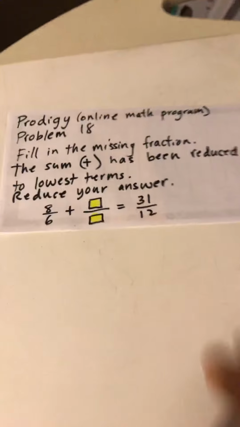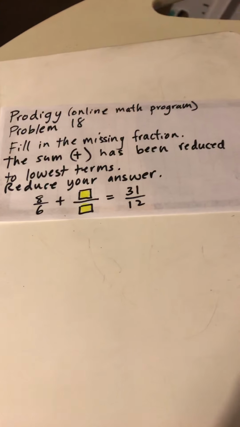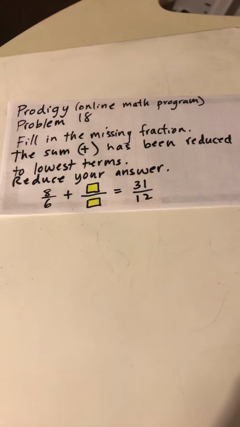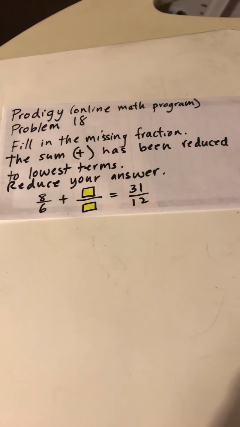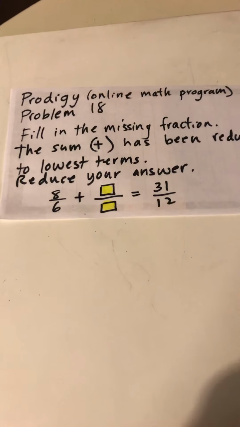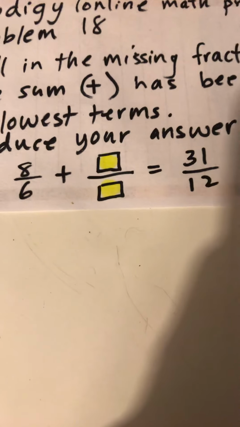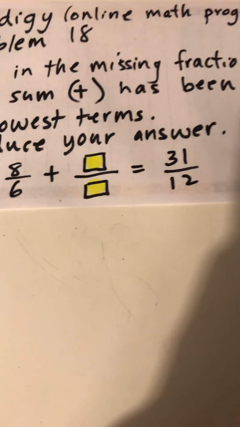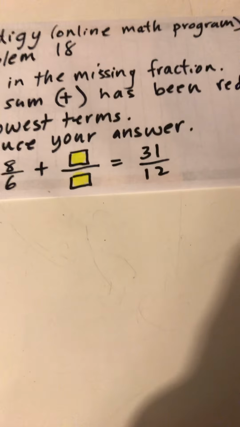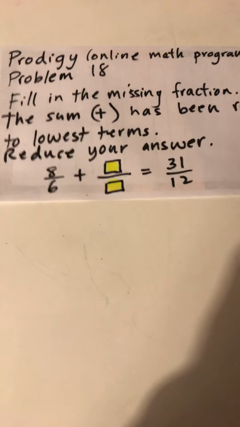All right, so same problem. Prodigy online math program. Problem number 18, it says fill in the missing fraction. The sum has been reduced. Remember, sum means add to lowest terms, and reduce your answer. So same problem, 8 over 6 plus something, this fraction equals 31 over 12. All right, so let's start like we did the last one. We're just gonna write the problem again. Okay, so I have 8/6 plus something, another fraction, equals 31/12.